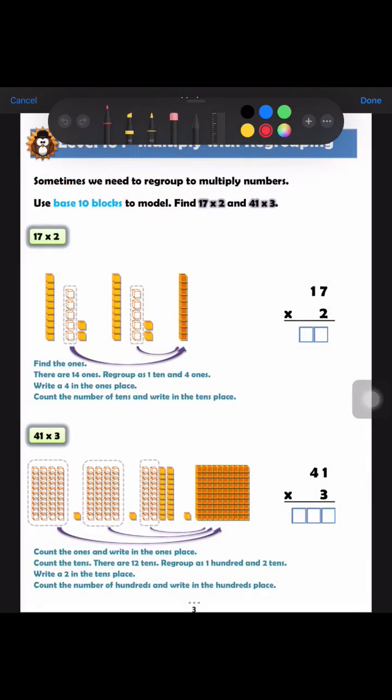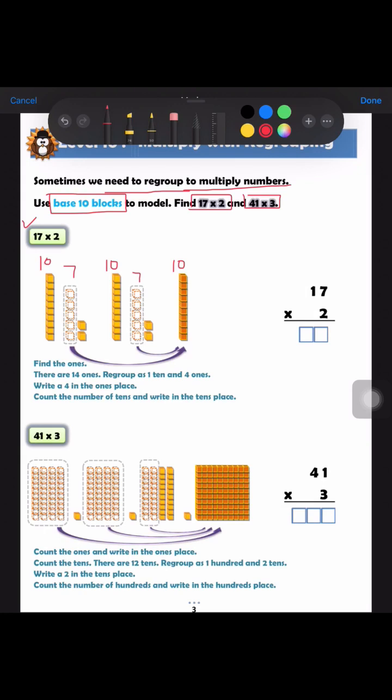Okay, now we are on page 3. Sometimes we need to regroup to multiply numbers. So we use base 10 blocks to model and find 17 times 2 and 41 times 3. So first example, 17 times 2. So that means we need 2 17s. So 1 ten and 7, 1 ten and 7.